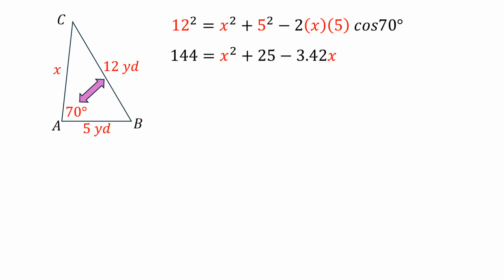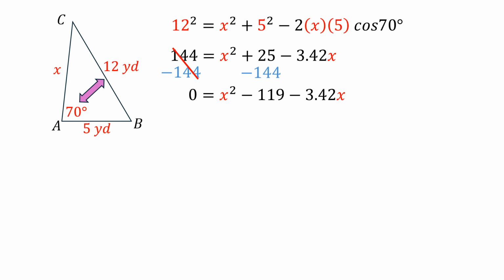To solve for x, observe that in one equation there are two x variables. So the first thing to do is to transfer the 144 to the other side to make the left side 0. By subtracting 144 from both sides to cancel it, the left side becomes 0, equals x squared, and then combine 25 and negative 144, so it will be negative 119, and then copy the minus 3.42x.